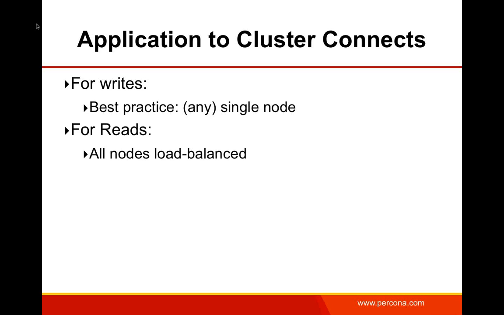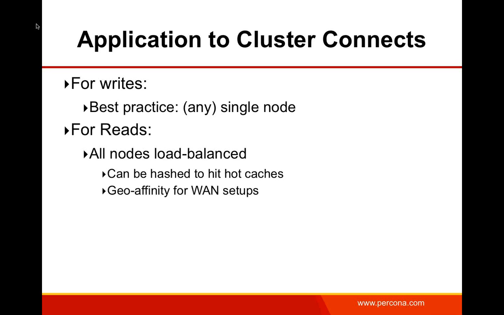For reads is a much better story. Just load balance all the nodes, no problem. Now we can certainly hash to hit hot caches, so if we have certain nodes that are dedicated for certain types of read workloads, we can take better advantage of hot caches in that case, and that's perfectly fine. We can do geo-affinity if we have WAN setups, right? We don't want to read from a remote node if we've got one locally. All those things we can do, but fundamentally we're still able to use all of our nodes for reads because we don't have to worry about replication delay anymore. We don't have to worry about lag.